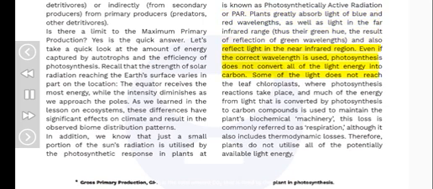Even if the correct wavelength is used, photosynthesis does not convert all of the light energy into carbon. Some of the light does not reach chloroplasts, where photosynthesis reactions take place, and much of the energy from light that is converted by photosynthesis to carbon compounds is used to maintain the plant's biochemical machinery. This loss is commonly referred to as respiration, although it also includes thermodynamic losses. Therefore, plants do not utilize all of the potentially available light energy.